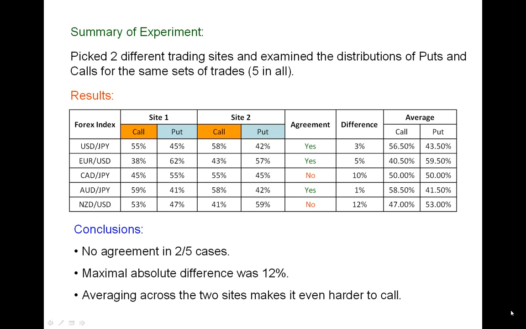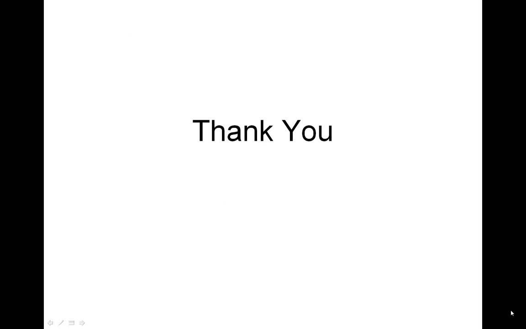And what we notice with the last set of columns that we added in the table, averaging across the 2 sites makes it even harder to call, because the differences are no longer skewed either which way, either in the put or in the call direction. So that's what this video essentially wanted to talk about. It detailed some conclusions, again, I wish to point out they're not statistically significant conclusions, but they are conclusions based on our data nonetheless, based on the experiment we had performed in the previous video.